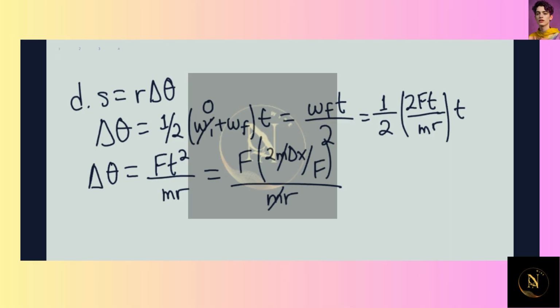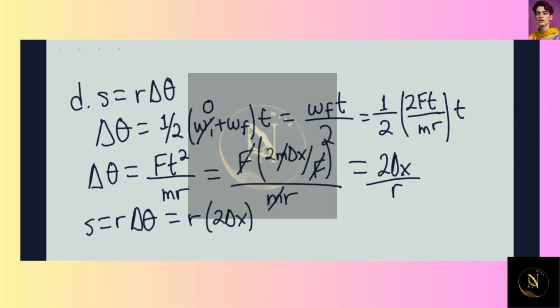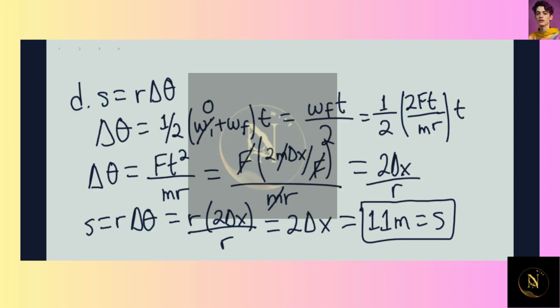So the unwrapped length would be equal to r times delta theta. This would equal r times 2 delta x over r. This is simply equaling 2 delta x, or 11 meters, equals the unwrapped length. That would be our final answer for D.